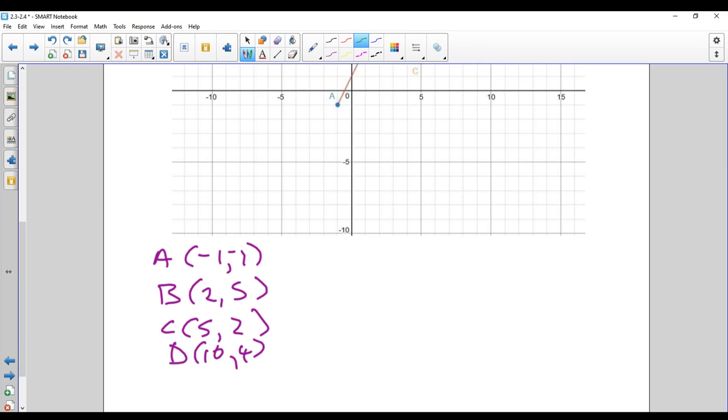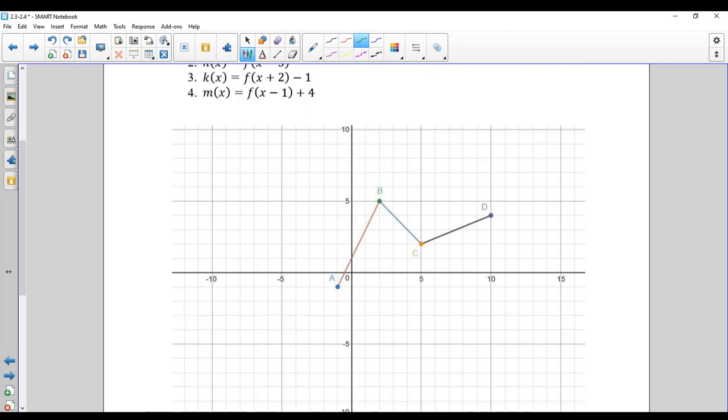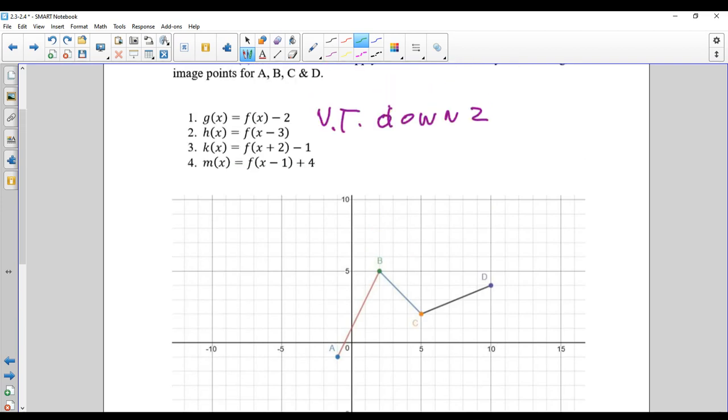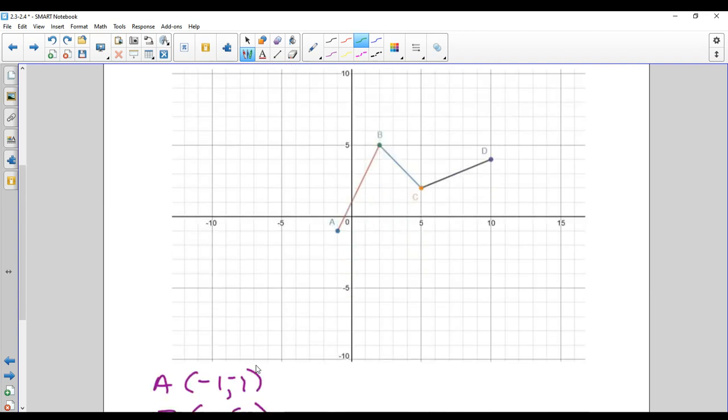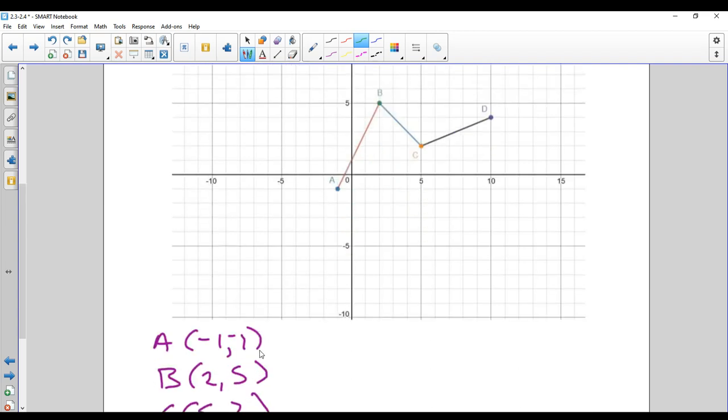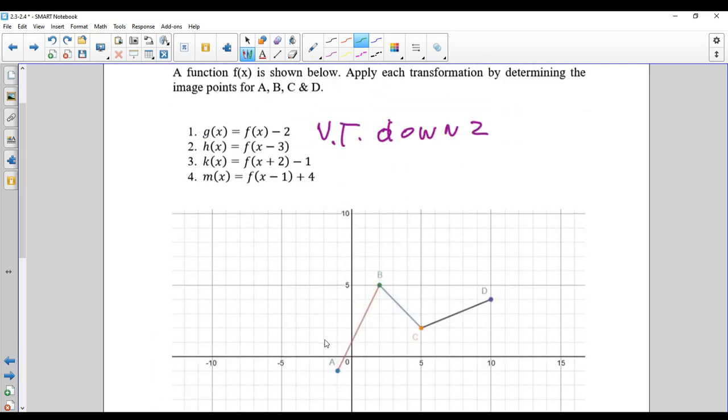Perfect. Okay, now here's the thing. Let's take the A and let's do what it says for the first one, which is the f of x minus 2. It says down 2. How is that going to affect my A point if it says down 2? Can you help me with that, please? What does it do to the coordinates? The coordinates for A right now under number 1 are -1, -1. What's going to happen to that A point under the first one? It says down 2. Yes, go ahead.